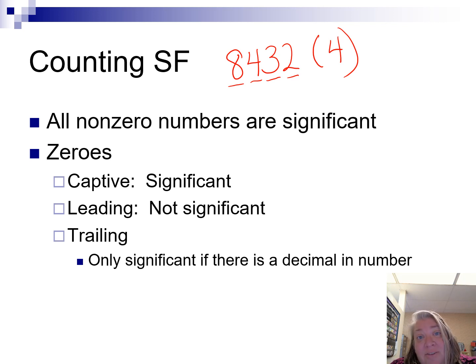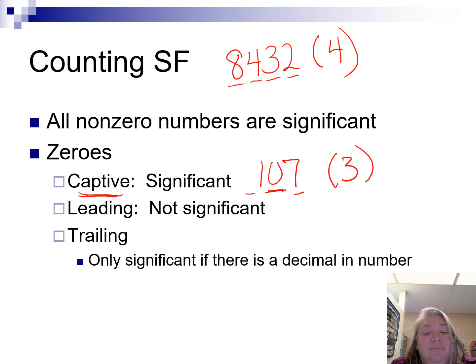Now, next we have zeros, and zeros are just a pain. What can I say? The first type of zero we have are captive zeros. Captive zeros mean that they are between two non-zero numbers. So, for instance, 107. That zero is surrounded by a 1 and a 7. Captive zeros are always significant. So, this number has 3 sig figs.